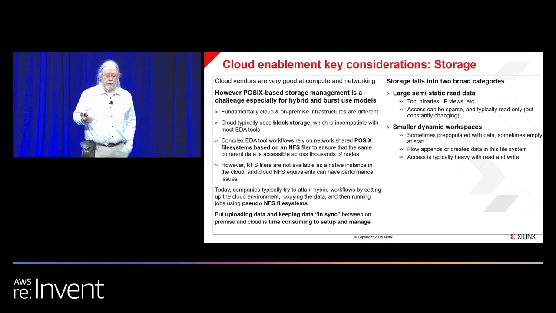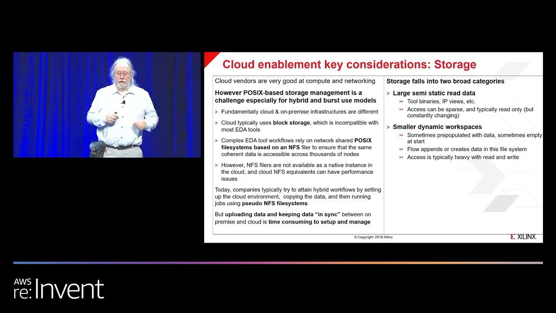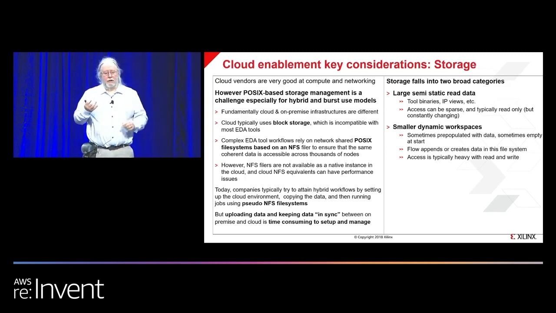I also say storage falls into two broad categories. There's the large semi-static read data. There's tools, it's binaries, it's IPs, it's views, it's all that kind of stuff. It's typically a very big file system, but very sparse access. And then the actual workspace data, where the job's running, you tend to get a lot of read-write access to that particular small space. And if you're running a lot of jobs in parallel, they'll all be trying to bang on the same kind of file system. So you do have these two very different workspaces that you have to go deal with.